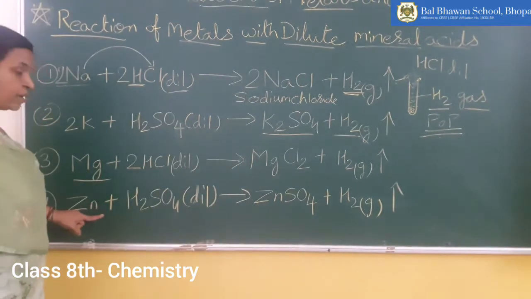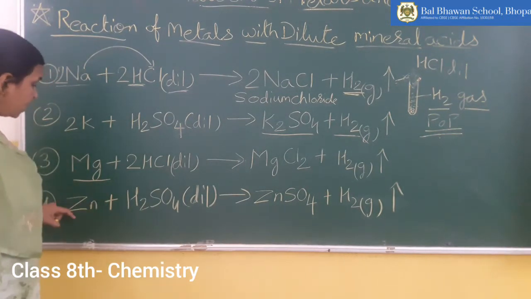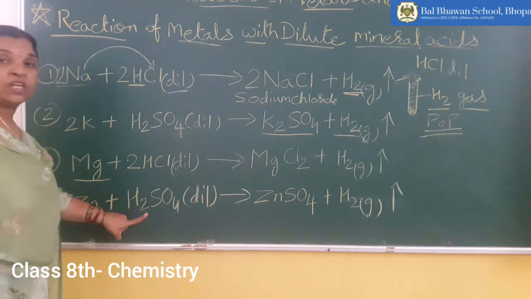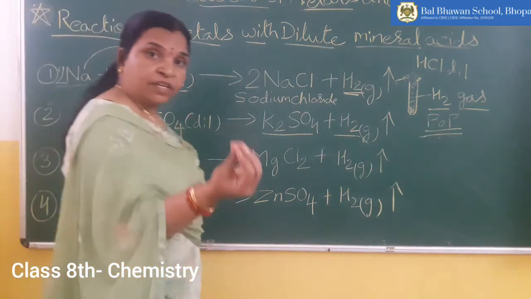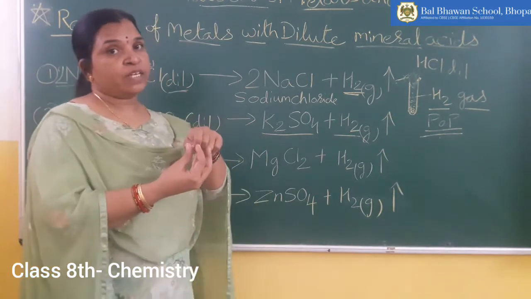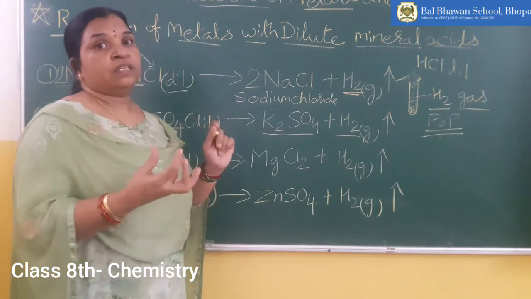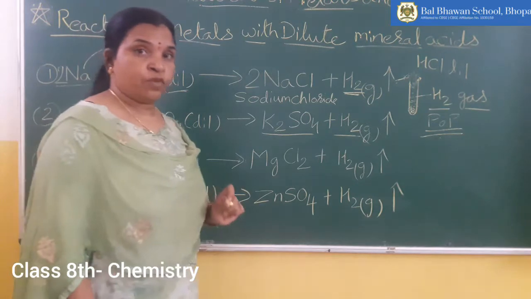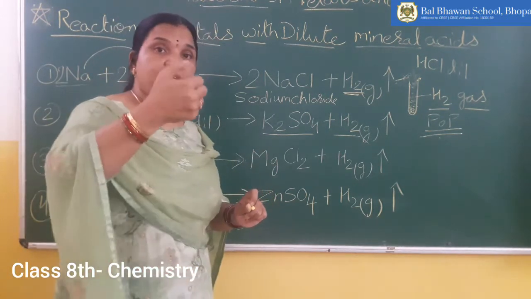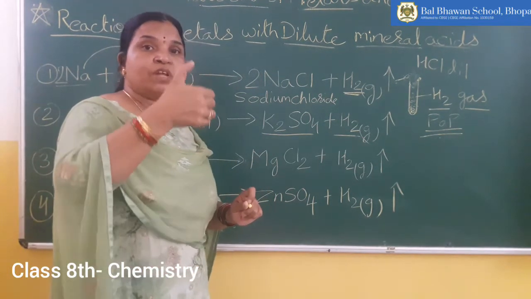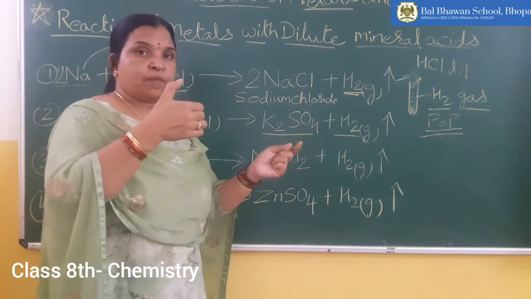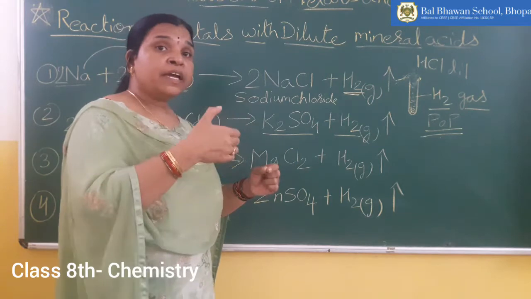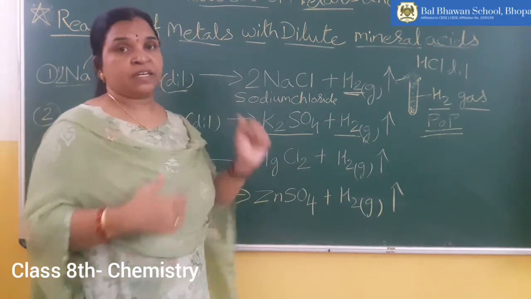Another moderately reactive metal is zinc. Zinc will react with sulfuric acid. Again, same thing: we take a test tube and place pieces of zinc in it, and we pour in dilute sulfuric acid. Then with the help of a thumb we block the mouth of the test tube so that the gas cannot escape. And then we take a burning matchstick and test it.